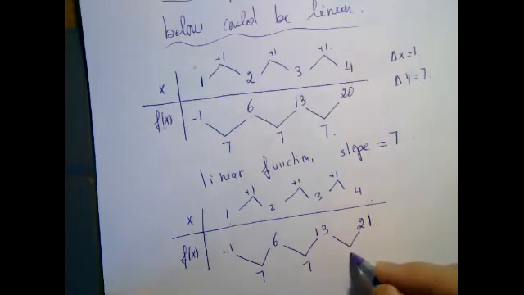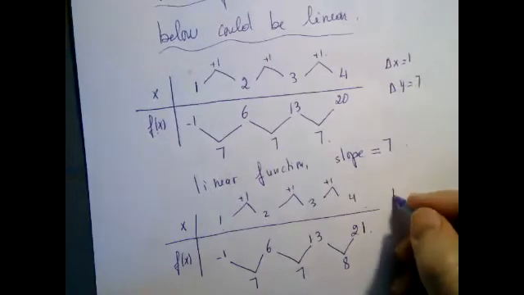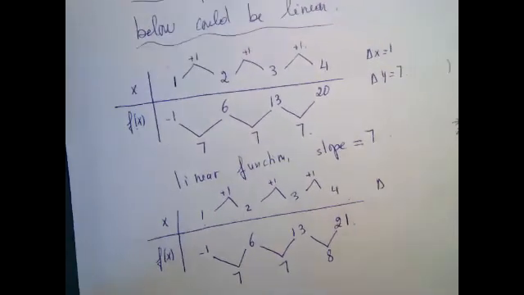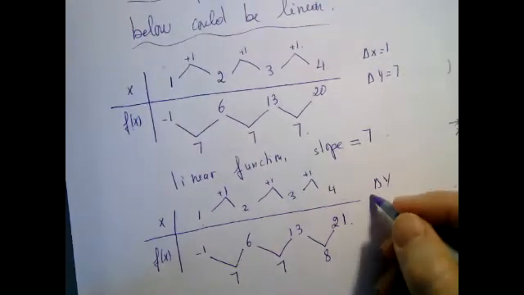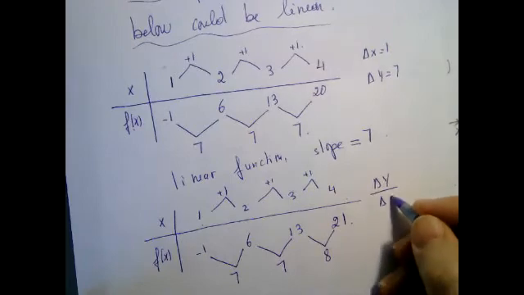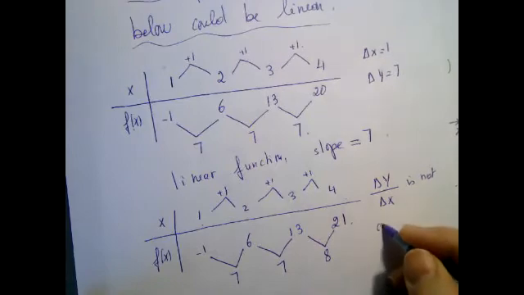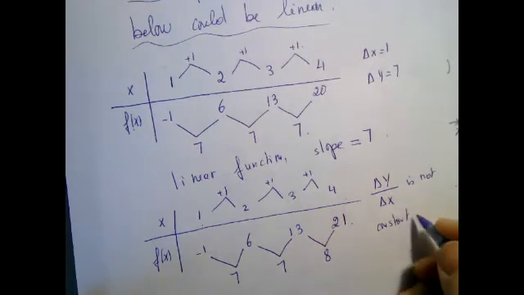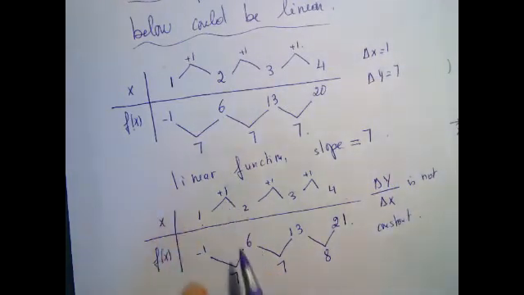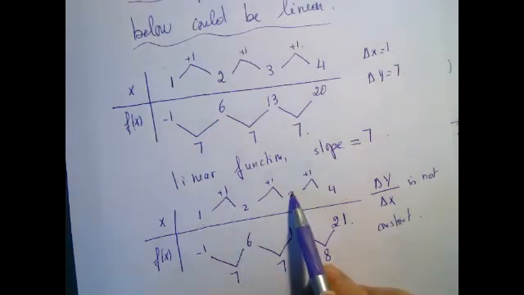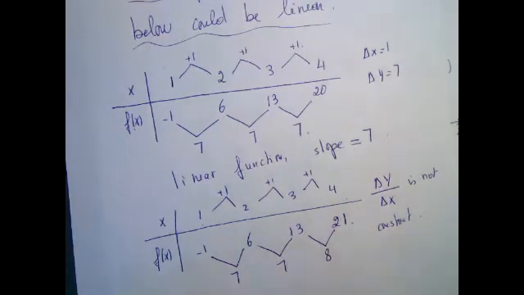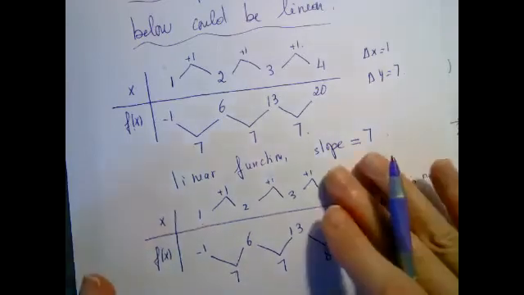And this is 8. The accurate way to put it is that the change in y over the change in x is not constant, because it's 7 here, it's 7 here, and it's 8 here. Forget it, it's not constant. All right, two more examples.